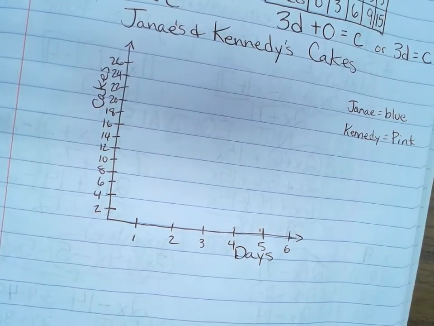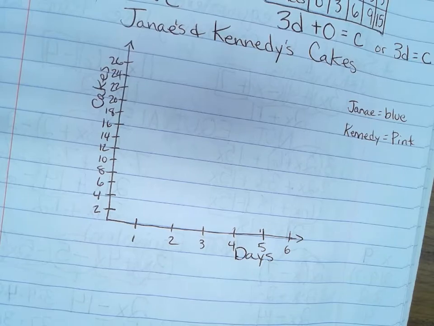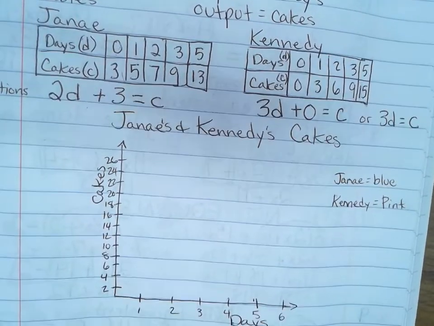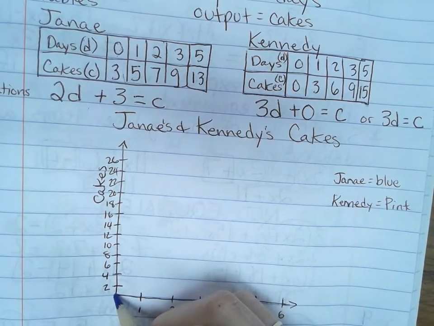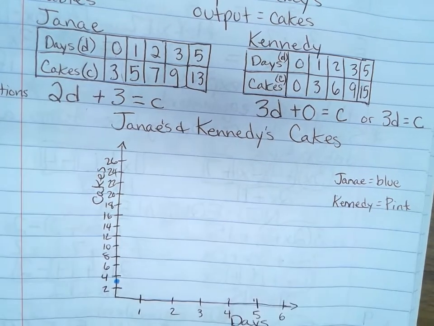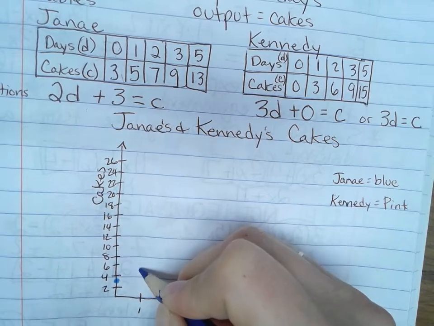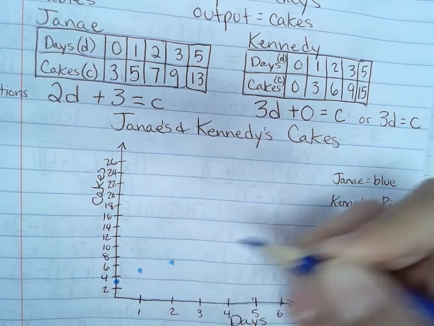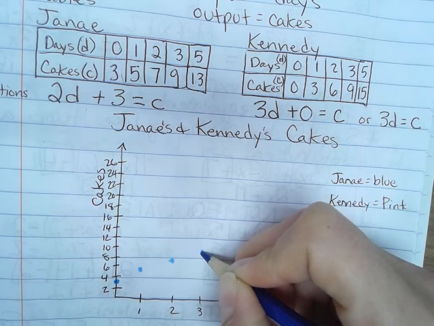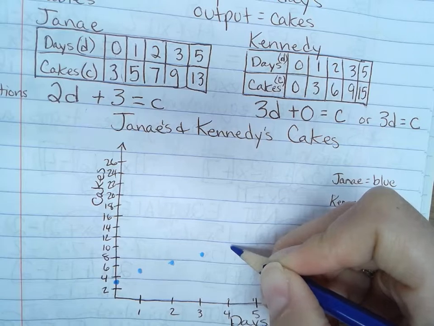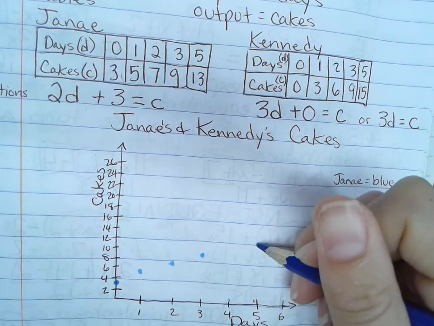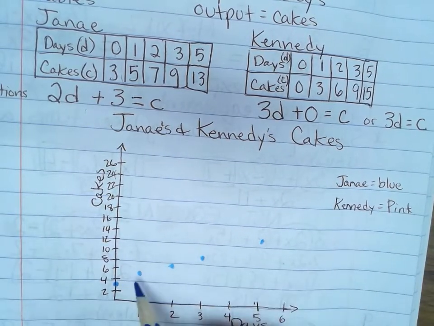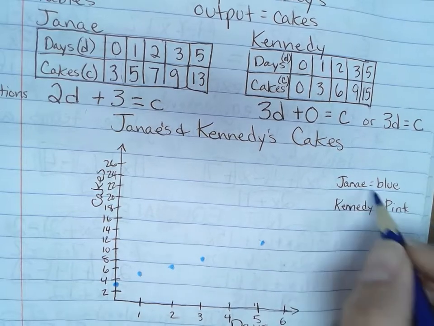Alright, so now that I have my labels and I have my graph all created that way, my axes, now I'm just going to graph what I have. So, Janae at 0 days, 0 will be right here. At 0 days, she already has 3 cakes made, so I'm going to mark right here at 3. There's our starting point. 1 day, we have 5 cakes. 2 days, 7 cakes. 3 days, 9 cakes. 4 days, we didn't have, but we could probably figure it out. 5 days, 13 cakes, so right about there. Now she can make part of a cake, but since we're looking at whole cakes here, I'm just going to leave them as dots. But we can see Janae in blue.